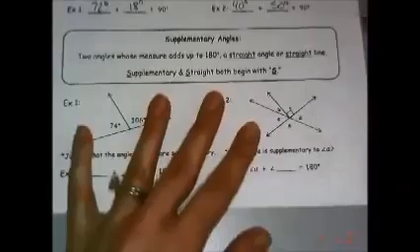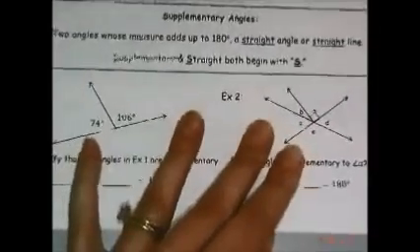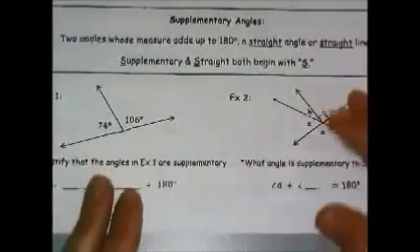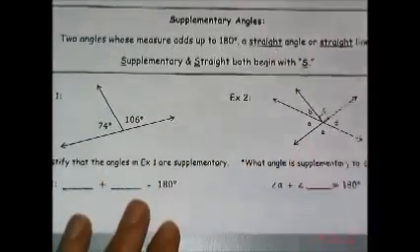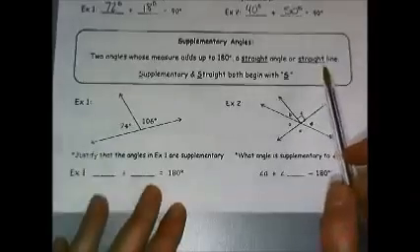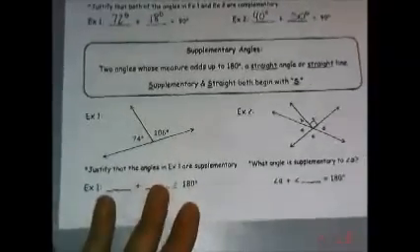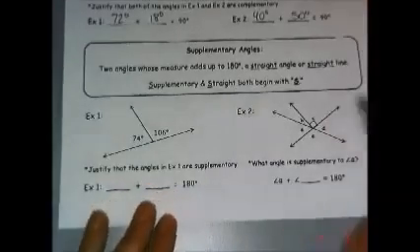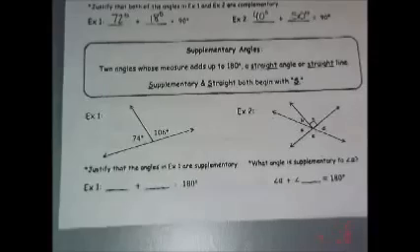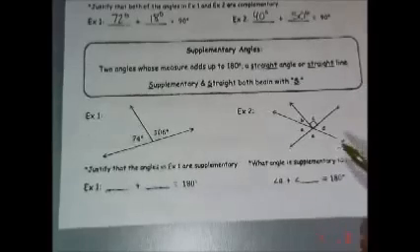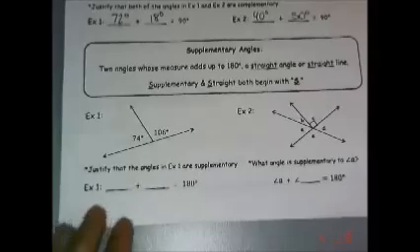Supplementary angles, this is going to go on the next page in your notebook, are two angles whose measures add up to 180 degrees. A straight angle or a straight line. Supplementary and straight both begin with the letter S. So you can remember whenever you see the S in supplementary that that is a straight angle. Two angles add together to equal 180 degrees, which is a straight angle.